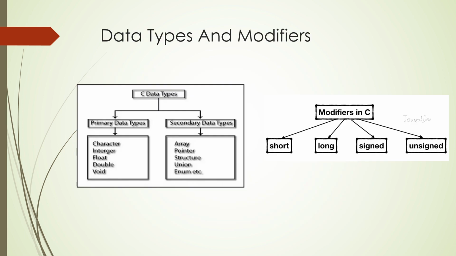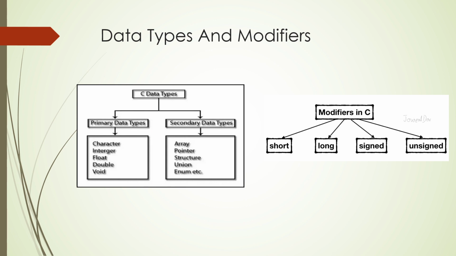Data types and modifiers. Data types consist of two types, primary data type and secondary data type. Primary data type consists of character, integer, float, double, void, and secondary data type consists of arrays, pointer, structure, union, enum, etc. And modifiers. Modifiers consist of short, long, signed, unsigned.